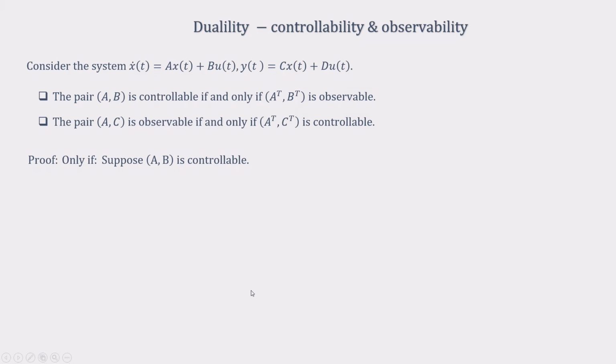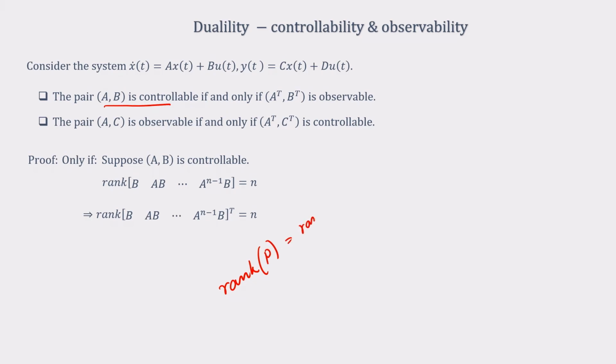Why is this true? Suppose let me just take one of these statements and try to prove it. You can try to prove the other statement on your own. So, suppose AB is controllable, and we have to prove that A transpose B transpose is observable. Since AB is controllable, we know that the rank of [B AB ... A to the power n minus 1 B] must be equal to n. Now, I can take a transpose here. Even if I take a transpose, the rank does not change, because we know that the rank of a matrix P and its transpose are the same, right.